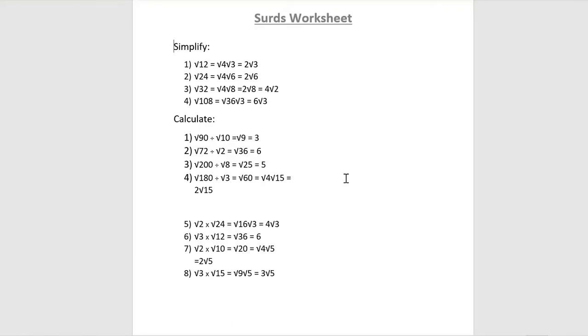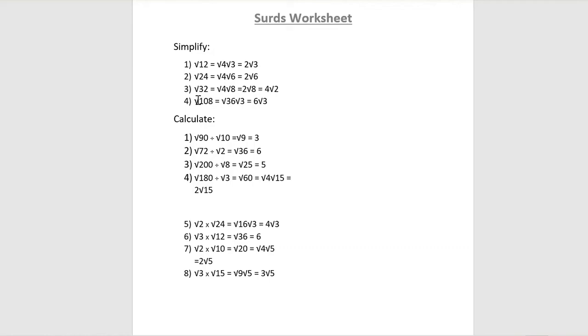Welcome back. Our first question is root 12. Root 12 is made from 4 times 3, and root 4, as we should know, is equal to 2. So we get 2 root 3 as our final answer. For question 2, we have root 24. Root 24 is equal to root 4 times root 6. And root 4, like before, is equal to 2, so we get 2 root 6.